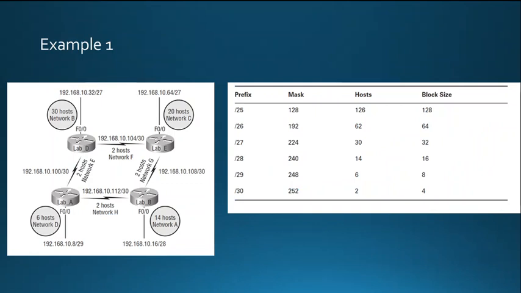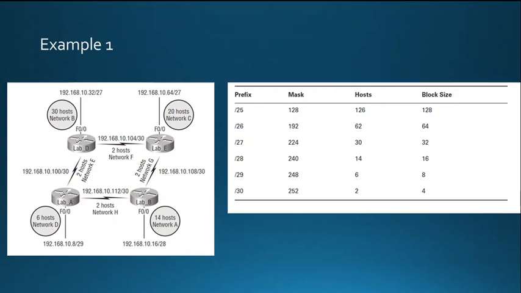But let's see an example of other networks, A, B, C, D, and 2 hosts for the networks E, F, G, and H. As you can see, if you take the block size of it with the prefix, mask, hosts, and block size, try to remember this table because it's really important. It's really easy to use.